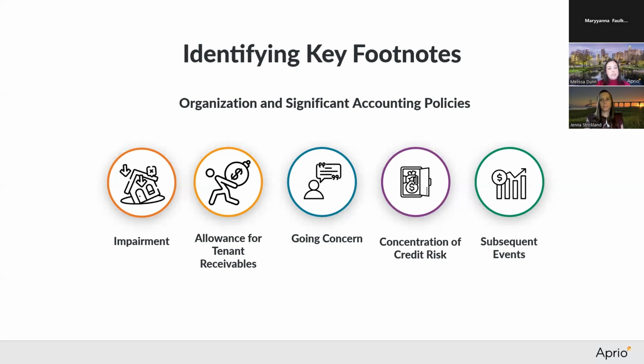So that's really important to check those subsequent events because those would not be in your core financial statements. Those don't show up as a number. So it's only shown up as that written word that you need to read.